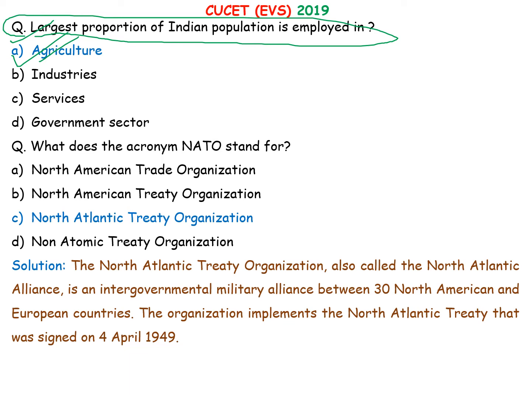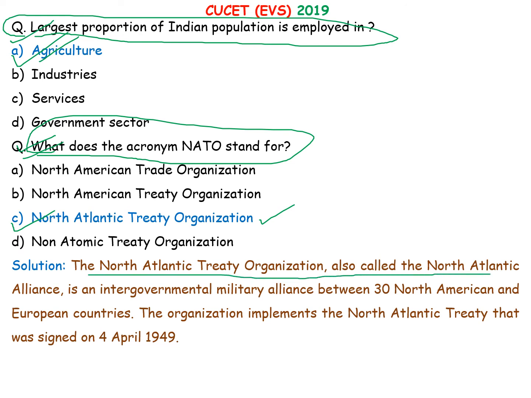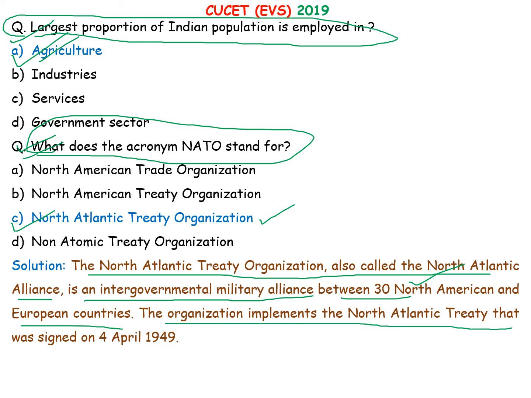Now, the next question asks what the acronym NATO stands for. You should remember this because it is a famous term. NATO is the North Atlantic Treaty Organization. The North Atlantic Treaty Organization, also called the North Atlantic Alliance, is an intergovernmental military alliance between 30 North American and European countries. The North Atlantic Treaty, which established the organization, was signed on 4th April 1949. This date is very important.